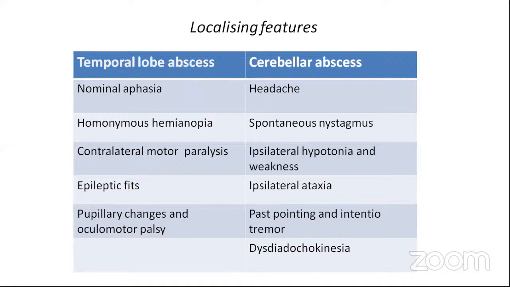Temporal lobe abscess features homonymous hemianopia, contralateral motor paralysis, epileptic fits or Jacksonian seizures, and pupillary changes with oculomotor palsy. Whereas cerebellar abscess will have spontaneous nystagmus, ipsilateral hypotonia and weakness, ipsilateral ataxia, past pointing and intention tremor, and dysdiadochokinesia.